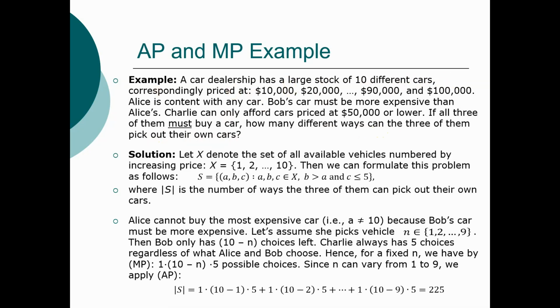So let's have a set X of all available vehicles numbered by increasing price. Let's call them X equal to 1, 2, all the way to 10, representing 10,000, 20,000, all the way to 100,000. Then the set of all different options that we have for Alice, Bob, and Charlie's cars are going to be like this.